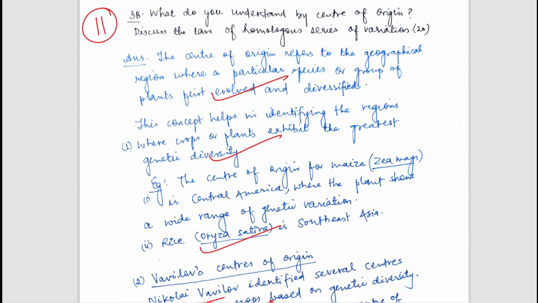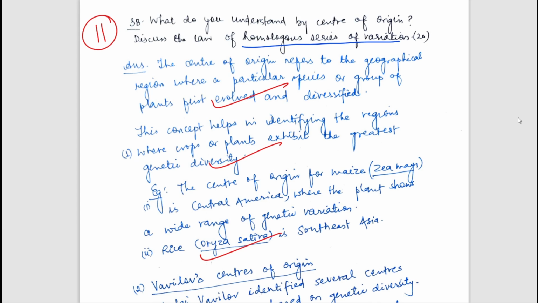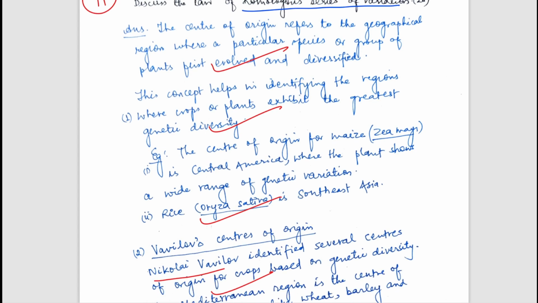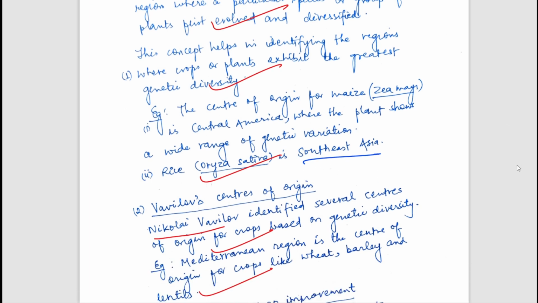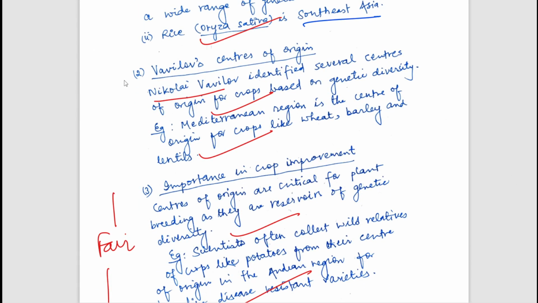The next question is, what do you understand by center of origin? Discuss the law of homologous series of variation. We all know that every crop has originated from a place, and that place refers to the center of origin of that crop, where it has evolved and diversified. There are various centers of origin. For example, for rice, it is Southeast Asia. For some fruits, it is Hindustan. So we all know that Vavilov has discussed the centers of origin.